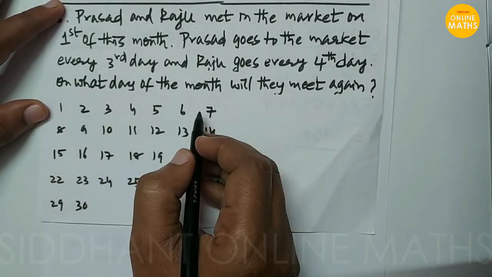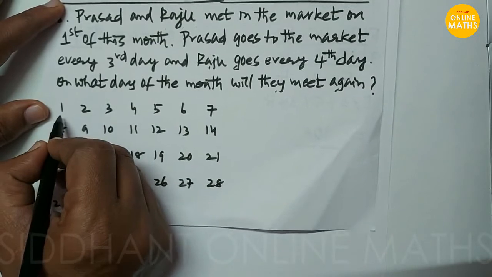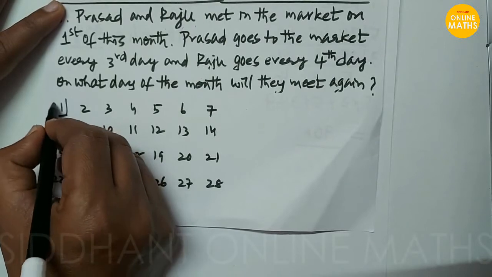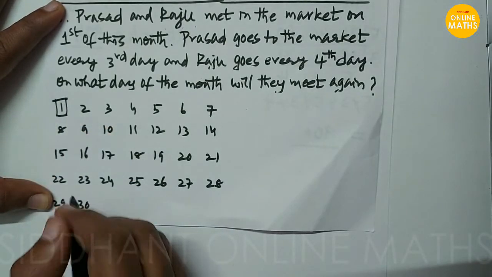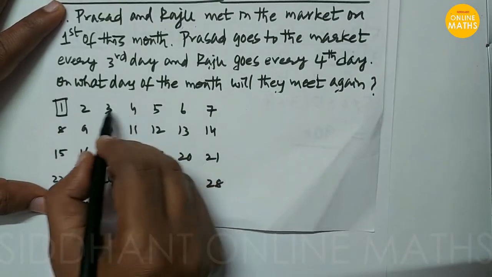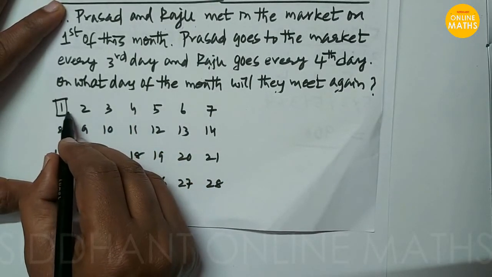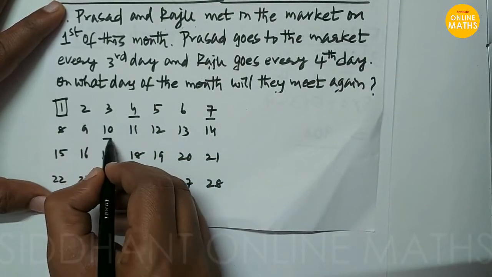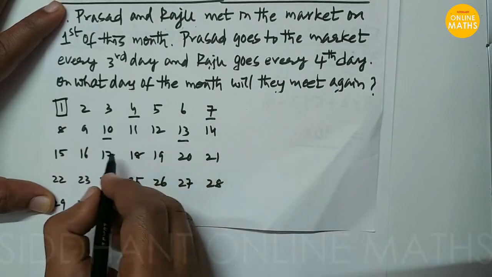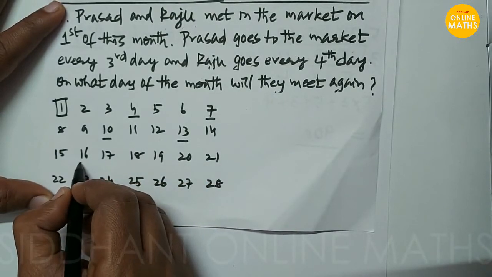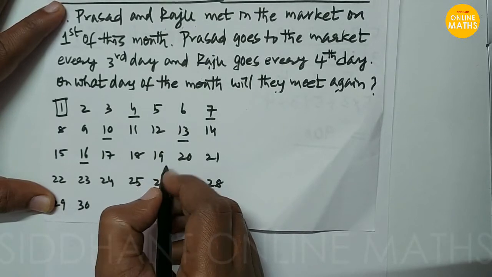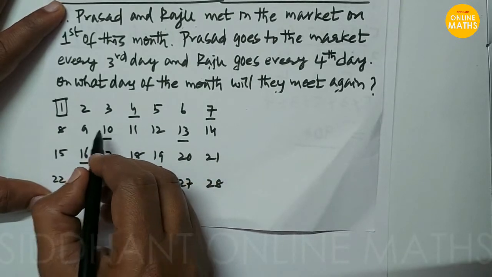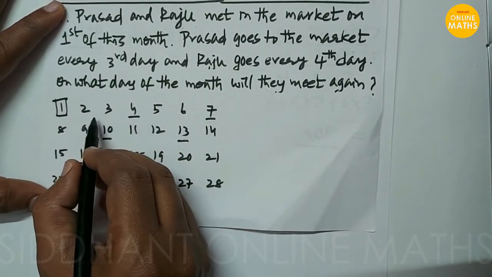So in the question they have mentioned that on the first day they both met. That means Prasad and Raju met here. So this is the day they met, Prasad and Raju. And Prasad goes to the market every third day. So every third day from here, that means on 4th, 7th, 10th and 13th, and next 16th, next 19th, so on. So this is Prasad.